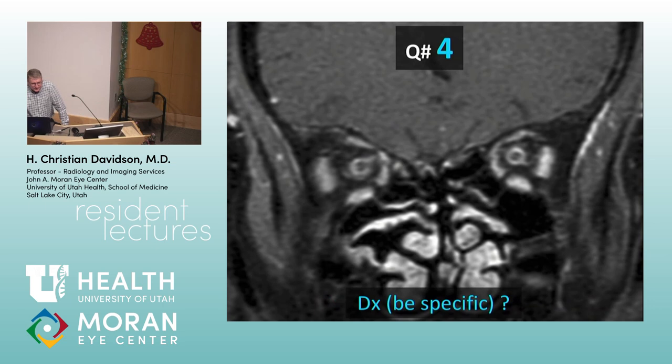So what's the diagnosis in this case? Okay, question four. This is a middle-aged woman with known metastatic breast cancer, and she has bilateral decreased visual acuity.